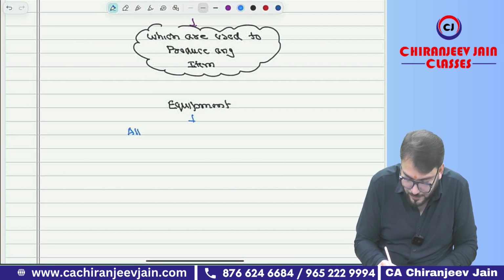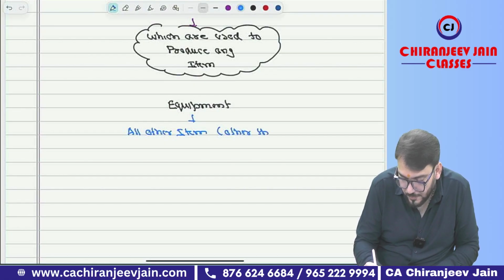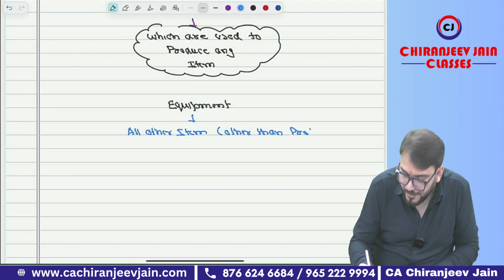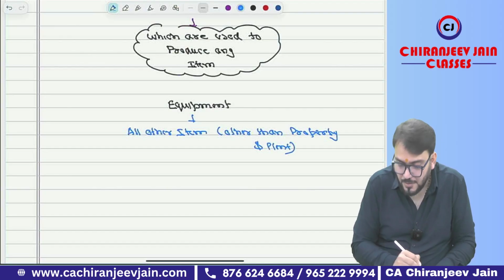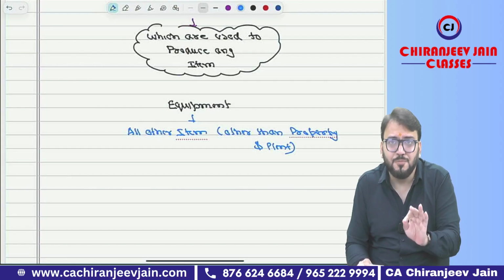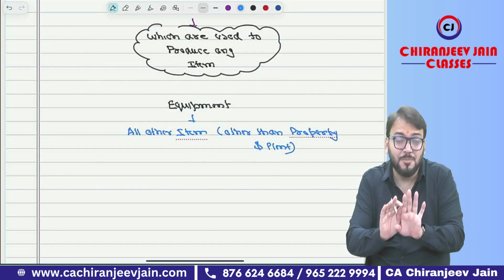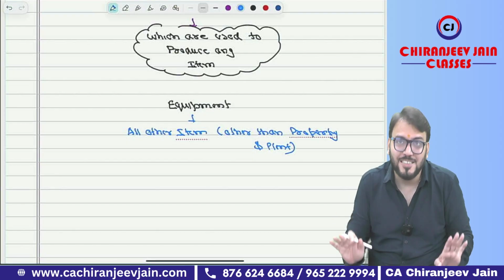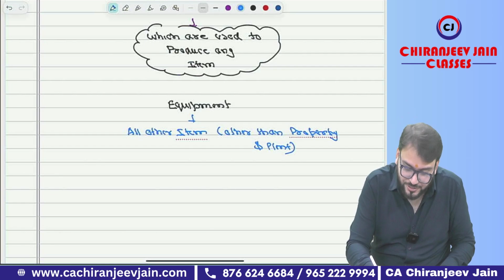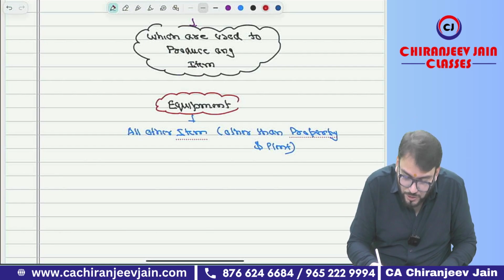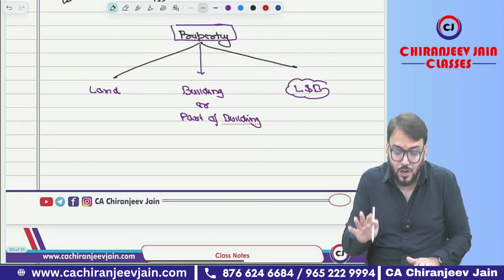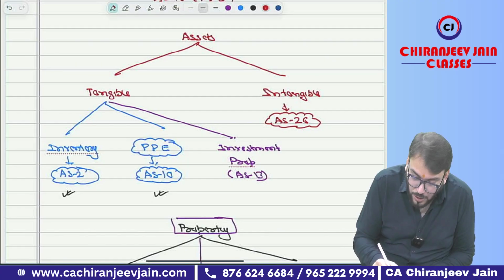All other items other than property and plant, that is equipment. For example, furniture, fixture, laptop, mobile, whatever you can see, that is equipment. But of course other than inventory, because inventory we are not discussing in this. So you have understood property, plant and equipment, and now we will not use the term fixed asset. Means we will not call it fixed asset.